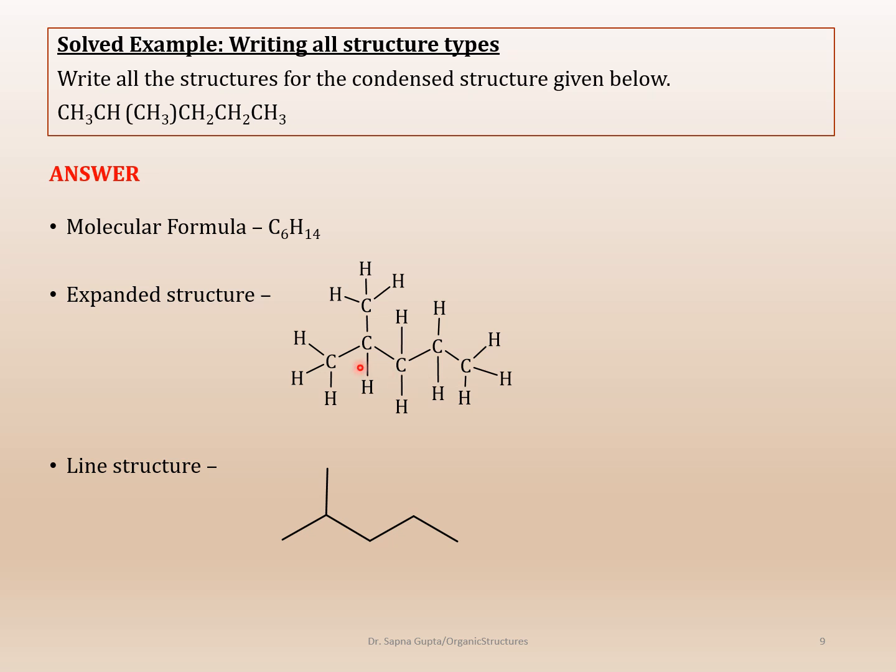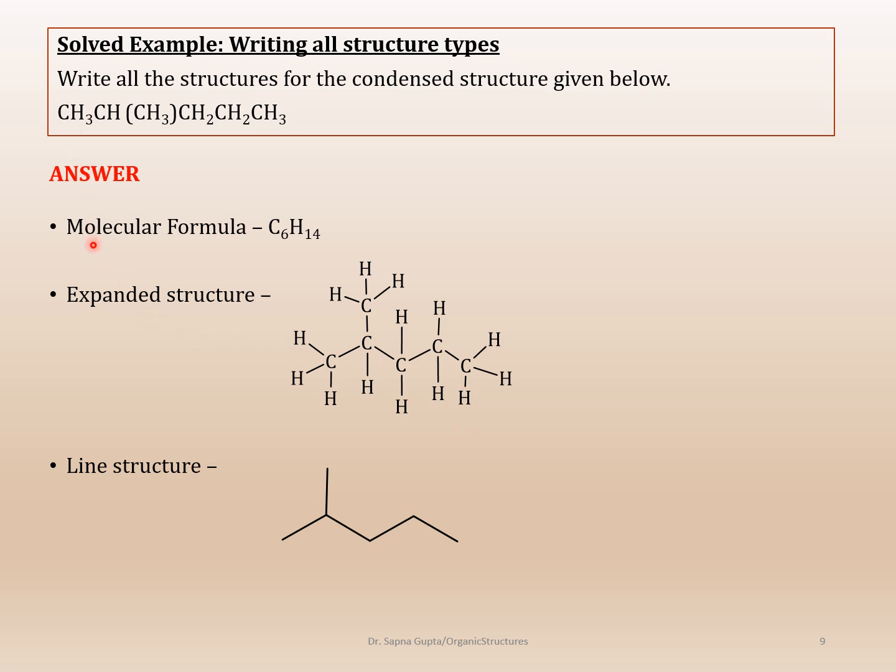Okay, so here are some examples, and we'll go through a few of them, because honestly you need a lot of this practice in the beginning to get used to drawing all these structures out. Write all the structures for the condensed structure given over here. Which means all the structures, meaning the molecular formula, expanded, line, everything here.